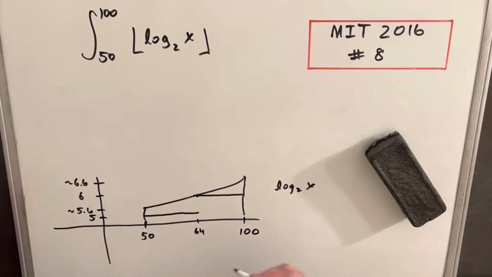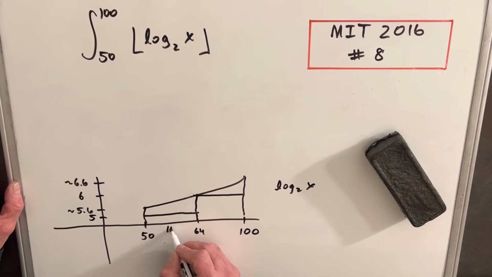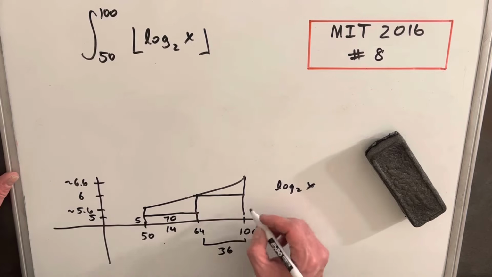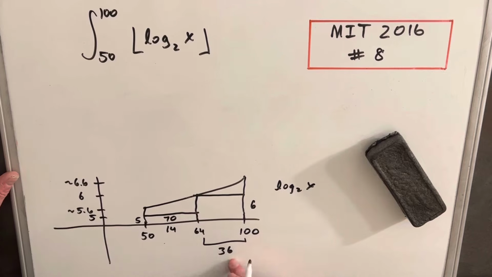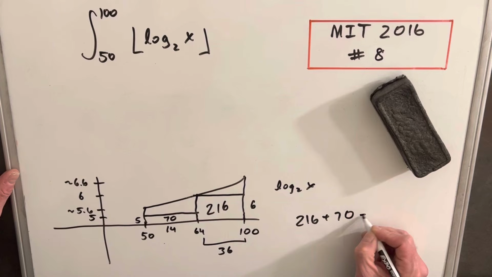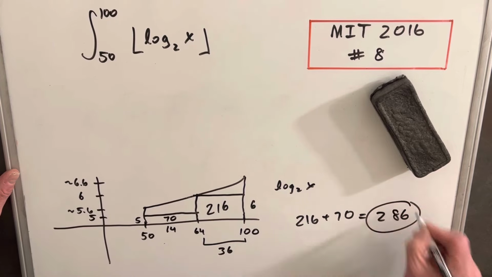Because the integral is just the area under the curve, we can just find the area of these two rectangles. From 50 to 64, this length is 14 and it is 5 high, so 5 times 14, this piece is going to be 70. Then from 64 to 100 the distance is 36, and it's 6 high. 6 times 36 is 216. And then we just add these two together: 216 plus 70 is going to be 286.